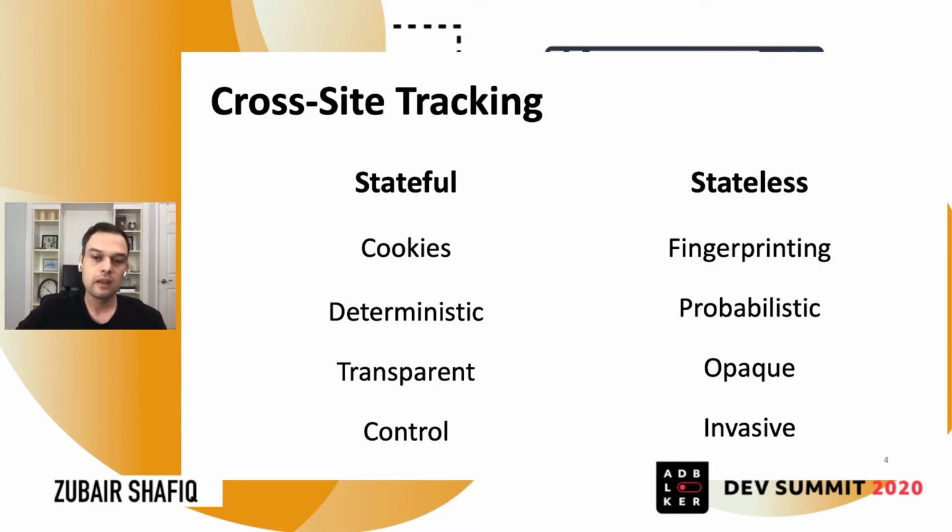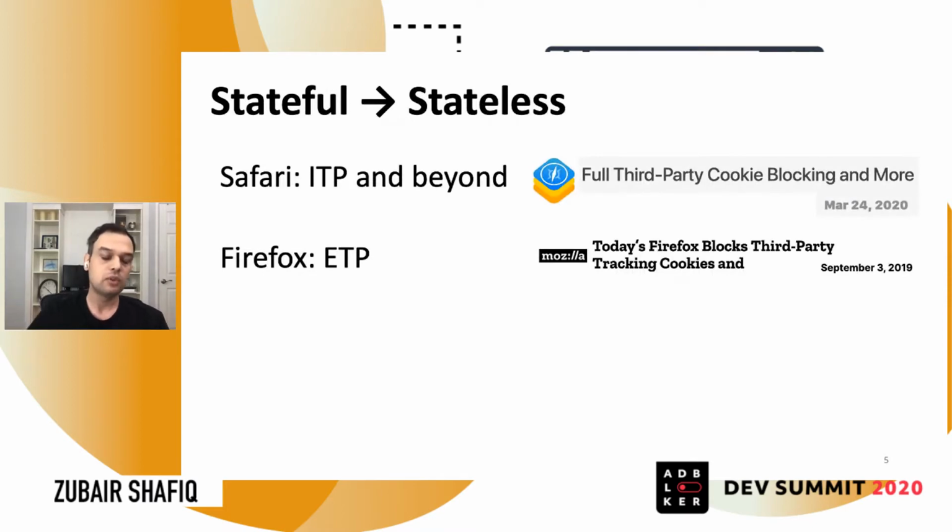Another reason putting stateless tracking more in the limelight is the trend over the last few years where different browsers have been progressively restricting stateful tracking using third-party cookies. Safari, for example, for many years has been putting different restrictions on third-party cookies. In fact, they now block all third-party cookies, starting, I think, earlier this year. And Firefox also does list-based blocking of third-party cookies.